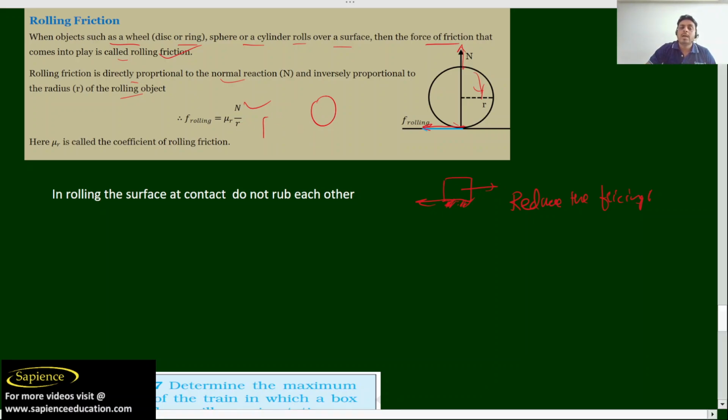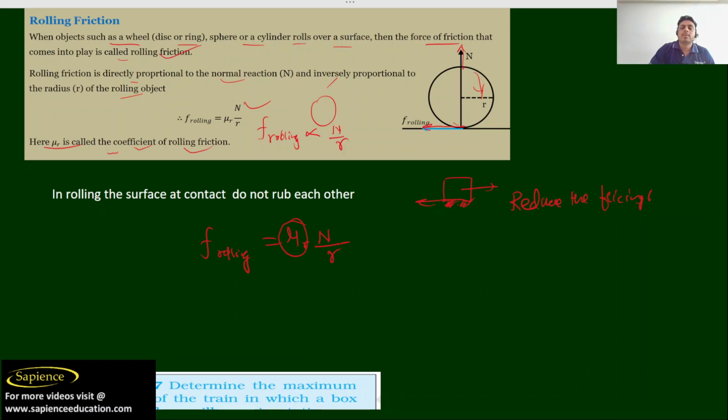So F rolling is directly proportional to normal reaction force and inversely proportional to the radius of the body. So we can write F rolling is equal to mu r into N by r, where mu r is called the coefficient of rolling friction. This is what rolling friction force is all about. I hope you all have understood about rolling friction force.